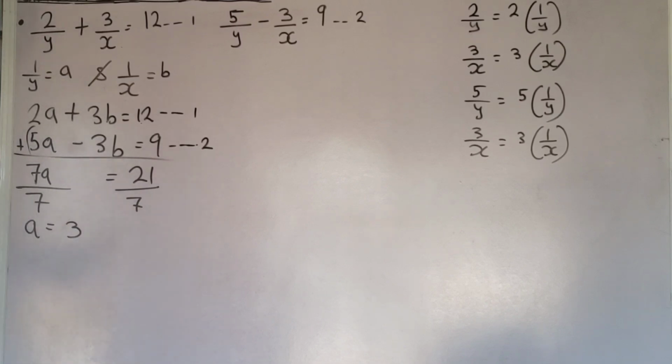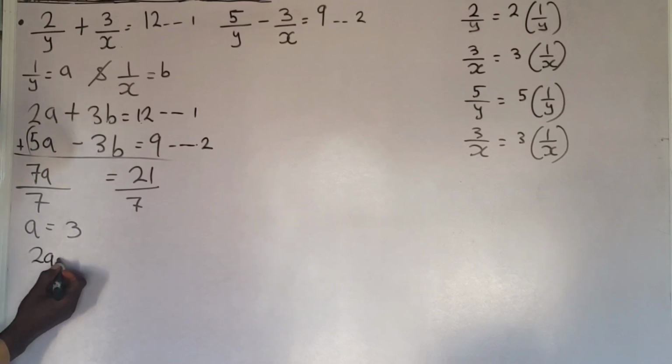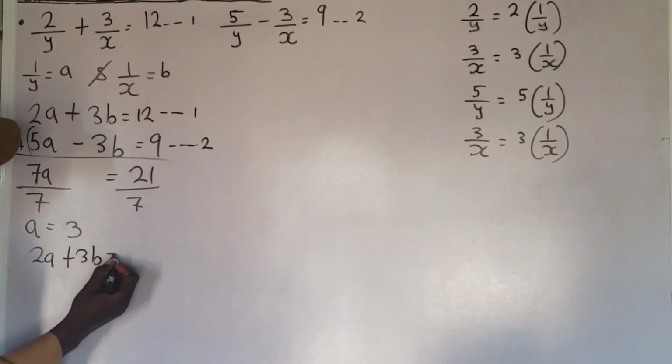Let us get the value of b. To get the value of b, we just have to substitute the value of a into any of the equation. Okay? Let us substitute the value of a into equation 1. Do you understand? To get the value of b. Now, equation 1 is what? 2a plus 3b is equals to 12.